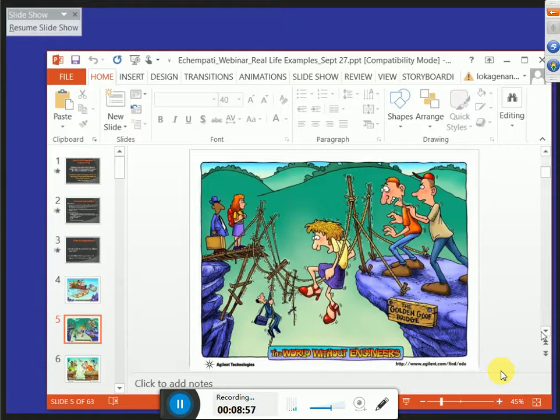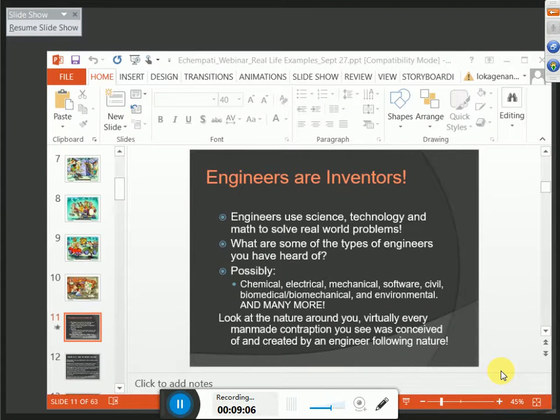So the purpose of showing the comics is, are you still seeing the screen or no? Yes, engineers are inventors.